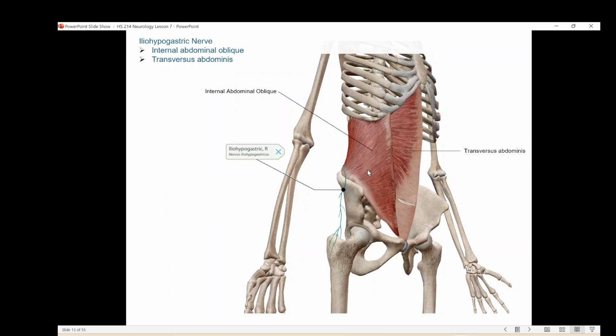The internal abdominal oblique causes ipsilateral rotation of the trunk, and the transversus abdominis doesn't really move the trunk, but it will compress the abdomen, tighten the abdomen. Right? We sometimes call this muscle the corset muscle, and it just kind of contracts and squeezes in the abdomen, kind of like suck it in type of thing. All right, so that's the iliohypogastric nerve. Again, we can see it right here innervating the internal abdominal oblique and the transversus abdominis.